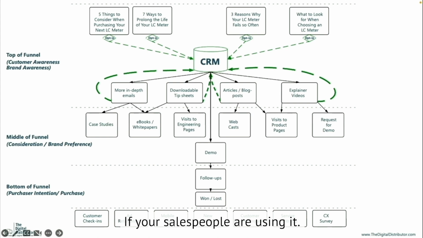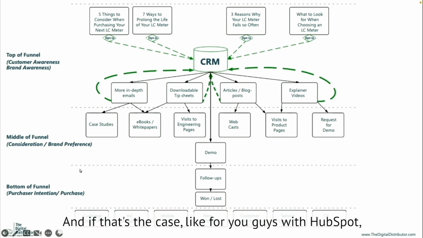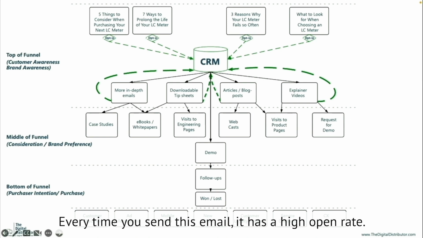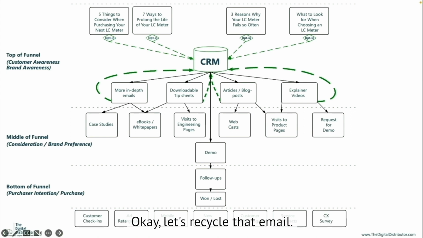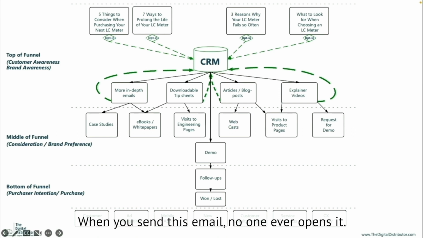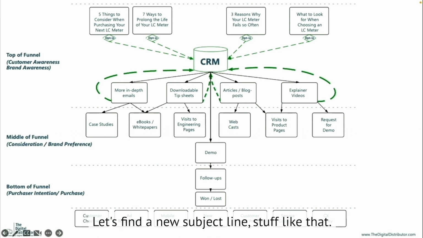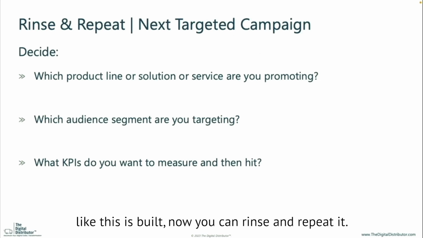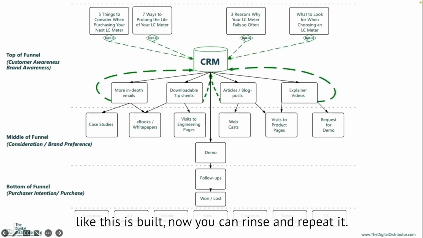If your salespeople are using it, a lot of salespeople don't. And if that's the case, like for you guys with HubSpot, you can just use this information to plan your next campaign. Every time you send this email, it has a high open rate. Okay, let's recycle that email. When you send this email, no one ever opens it. Let's find a new subject line, stuff like that. Once something like this is built, now you can rinse and repeat it.